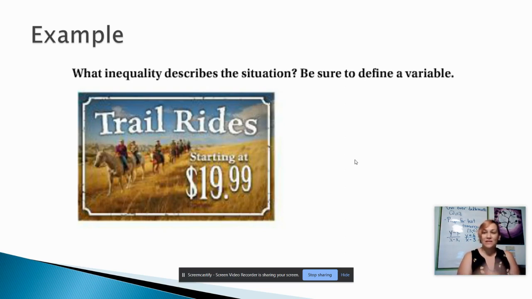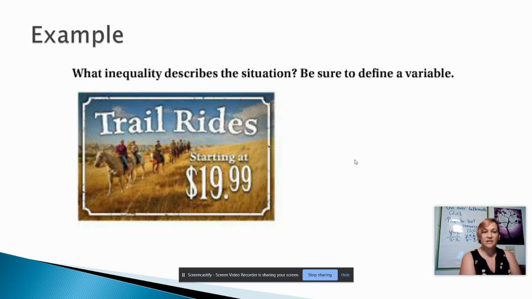Continuing with this whole translation concept, we're going to translate this sign, this real life example into an inequality, okay? So this is kind of like a word problem, but with a picture instead of a paragraph. Just like on our word problems, we're going to be defining a variable. It even tells us to do that in the directions. And then we'll be writing an inequality to represent what this problem is talking about.